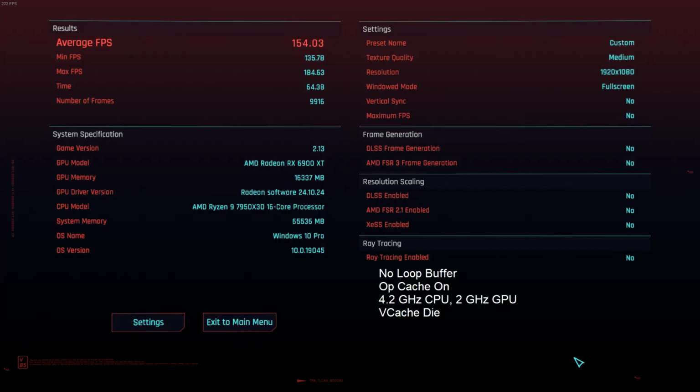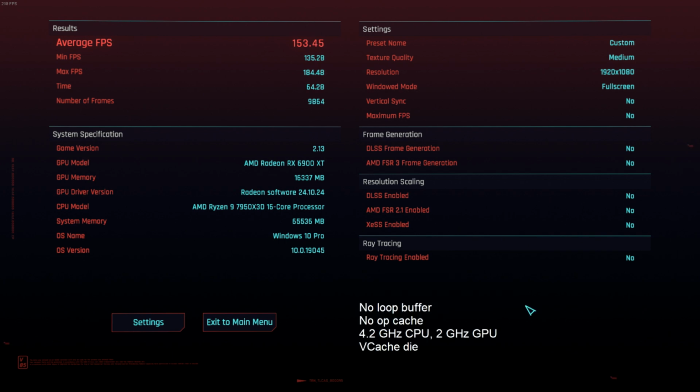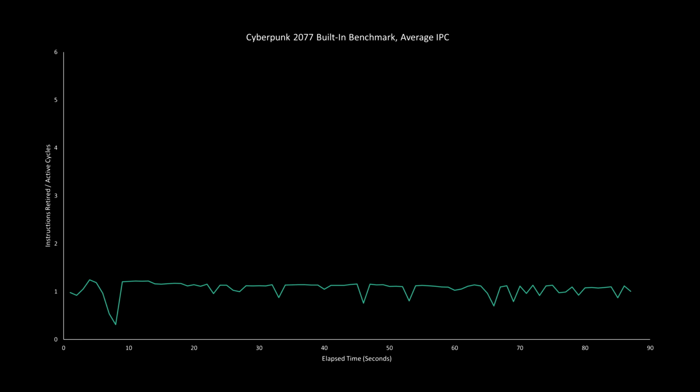So with the op cache, I average about 154 frames per second with the built-in benchmark. Without the op cache, that drops to 153.45 frames per second. So that's less than a 1 frame per second drop. During the benchmark run, I also logged performance counters. This workload averages about 1.3 IPC per active core cycle. This is not really a high IPC workload by any means.